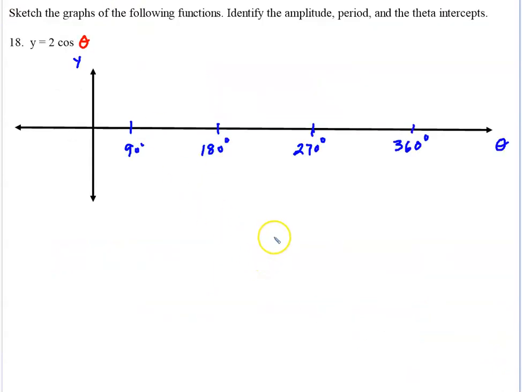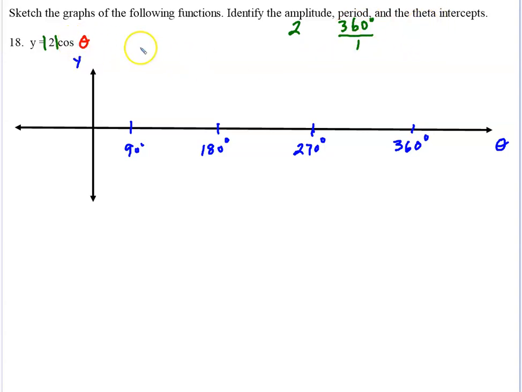All right, got a couple of graphs, and that's going to wrap up this video. So the graph of cosine, first of all, we're supposed to identify the amplitude. So once again, amplitude is 2. The period, we do the same for sine and cosine. We do 360 degrees divided by whatever's in front of theta, and that's understood to be 1. So the period's going to be 360.